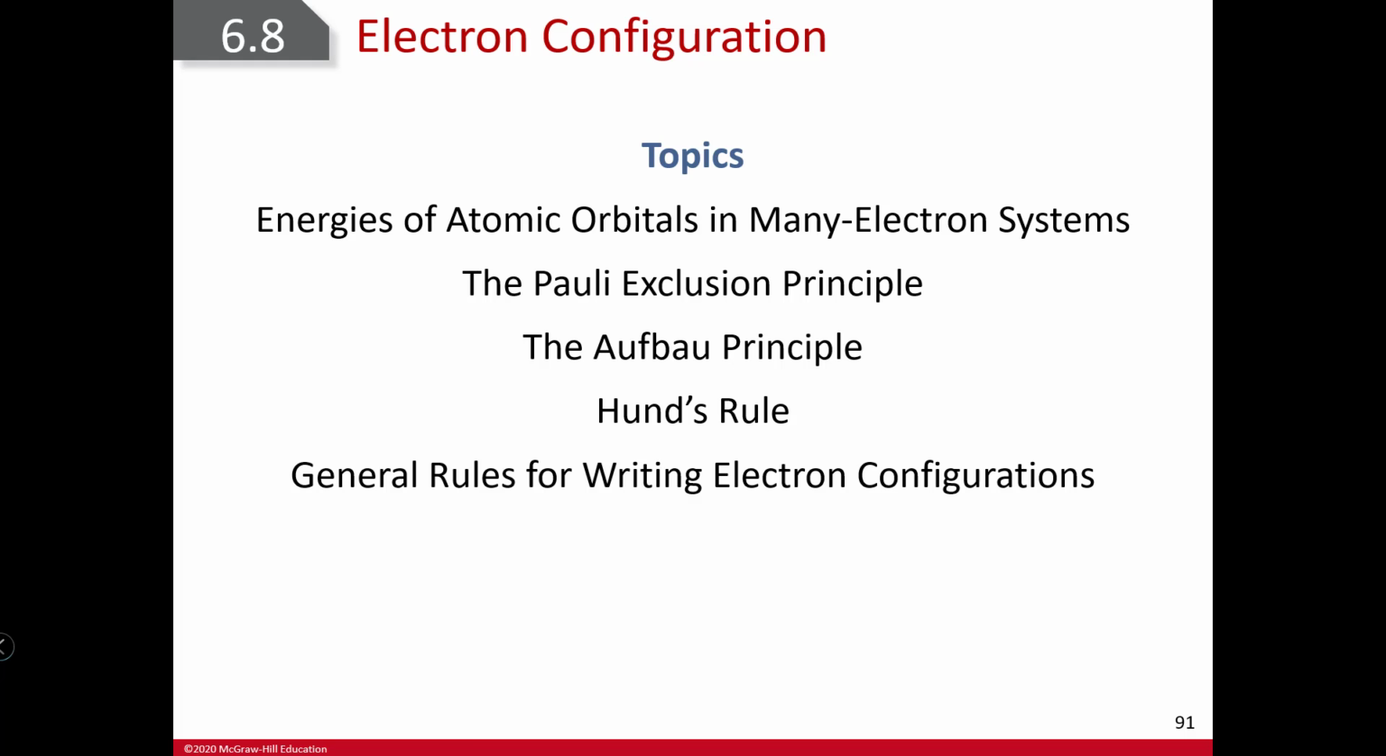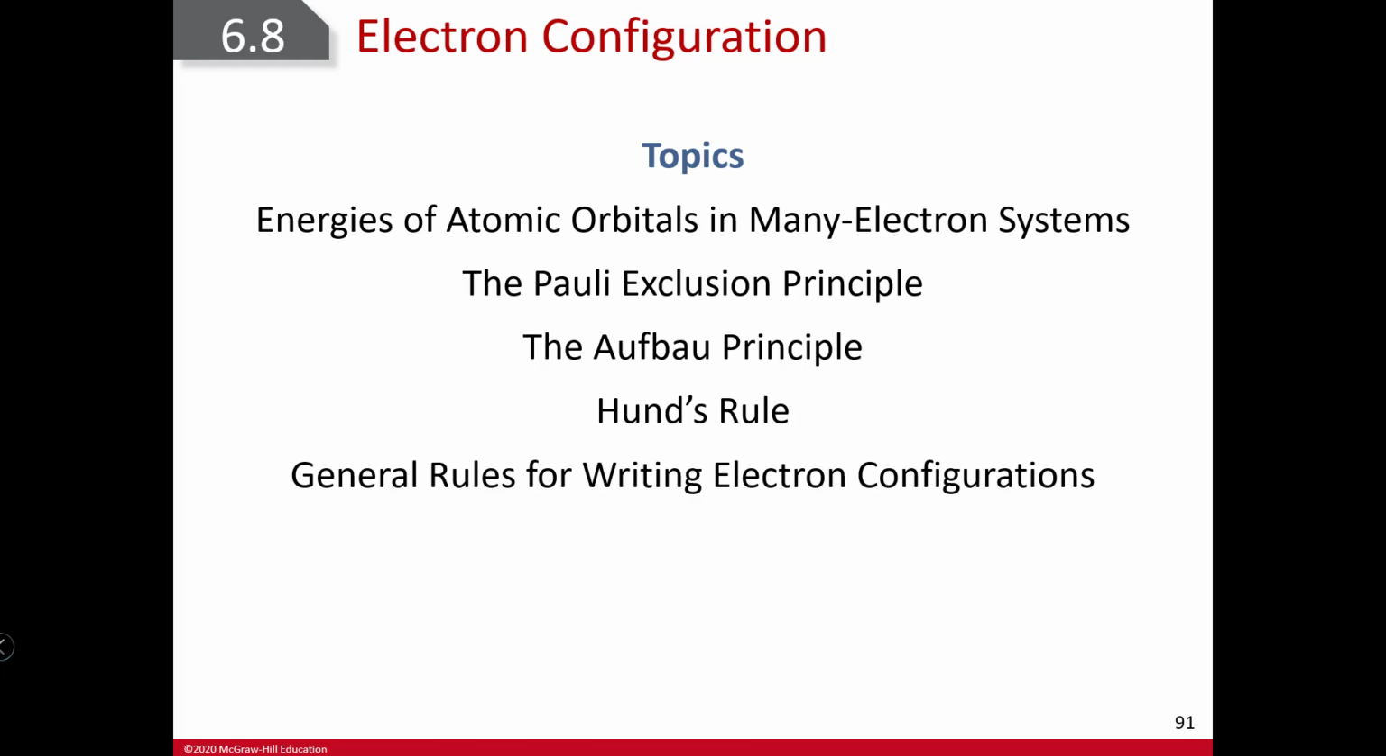So what we're going to do today is pick up where we left off. We've talked about the quantum numbers n, l, ml, ms, and today we're going to look at how that translates into electron configurations. Electron configurations are how we assign where the electrons are in relation to the nucleus based on the quantum numbers. So we're looking at a many-electron system.